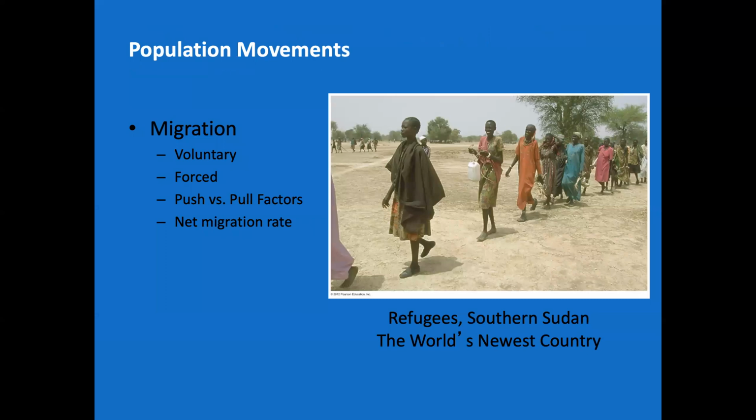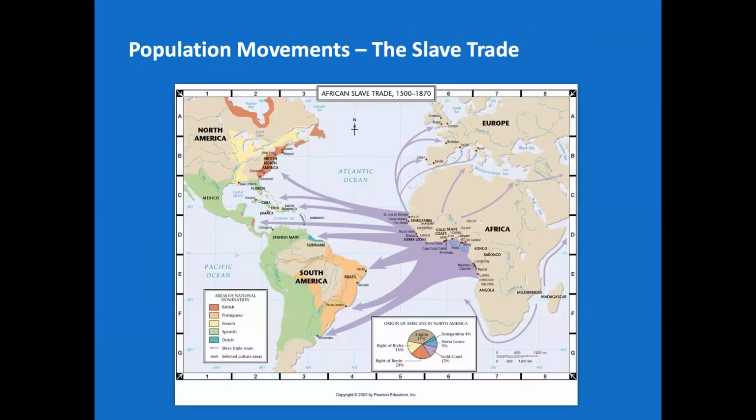Migration is a significant human component of population. Sometimes it's voluntary, other times it is not. So, one example would be slavery. Most African slaves came through Western Africa into mostly South America, but some Central and North America. But the majority of African slaves basically went into Brazil, what's present day Brazil.